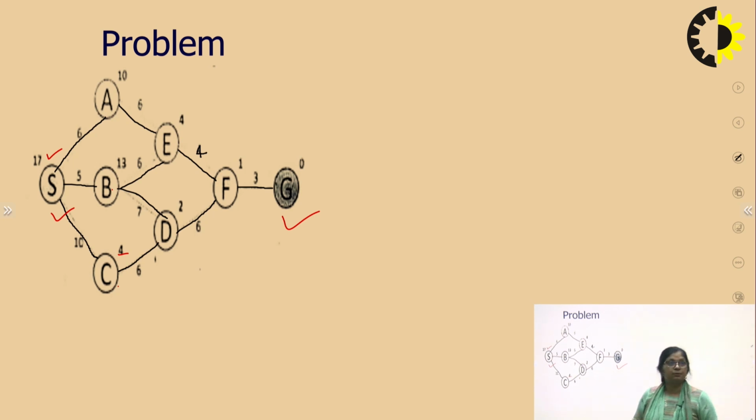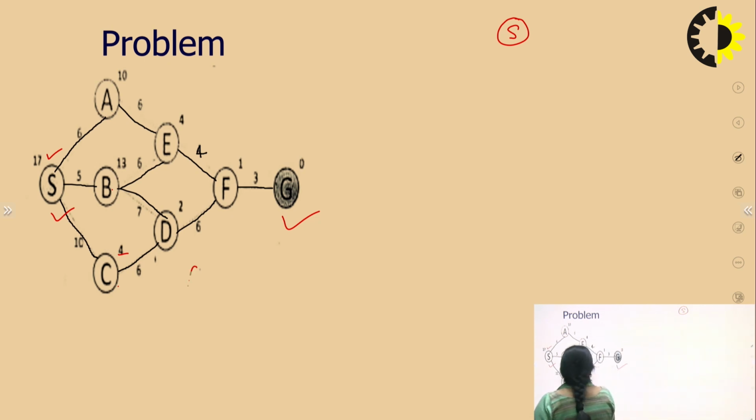So now let us do this problem using the greedy best first search technique. S is the source, G is the destination. We will do the tree search using the greedy best first technique, using the heuristic value. If I start from here, my starting node is S. The heuristic value of S is 17.